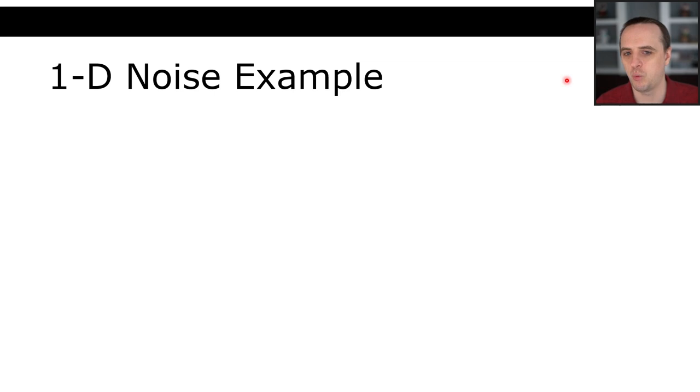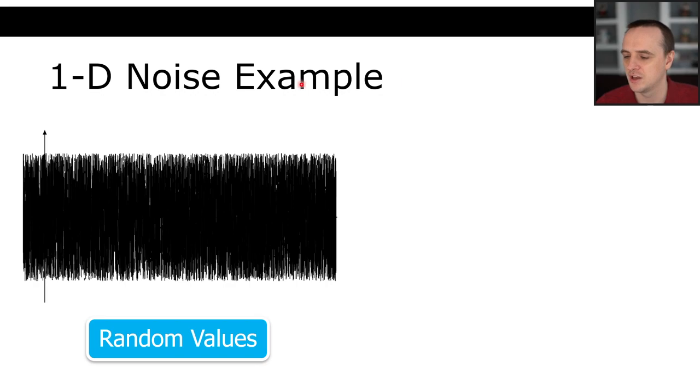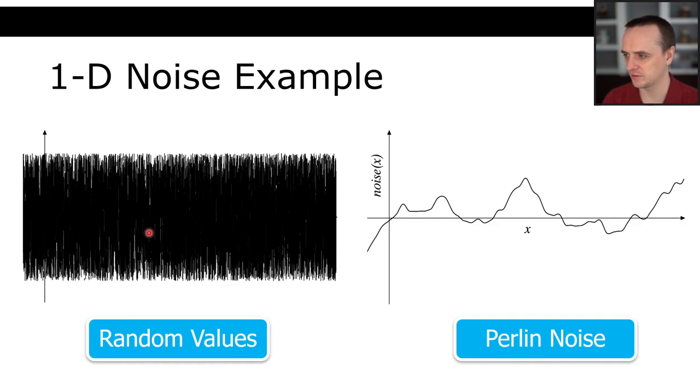So a 1D noise example, this is random values. So let's say we take an XY Cartesian grid, and for each x value, we plot a random y value, and then we connect them together via lines. Here's what we get if we have random values for that, okay? But here's what we get if we use Perlin noise, okay? It's randomized, but you can see how this would be much more useful to us than this would, okay? For a lot of different reasons.